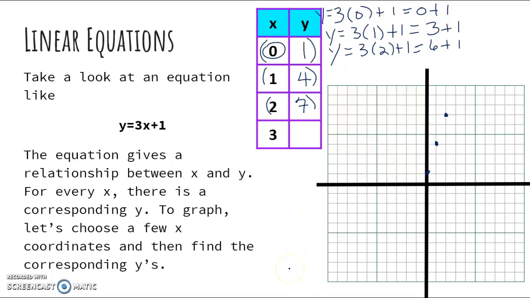And then last, we're going to put in 3 for x. 3 times 3 plus 1, which would be 9 plus 1, and we get 10. So that is the ordered pair 3, 10. So we're going to go right 1, 2, 3, and up 10. This is 7, 8, 9, 10. Right there. And you can see that those points line up nicely.